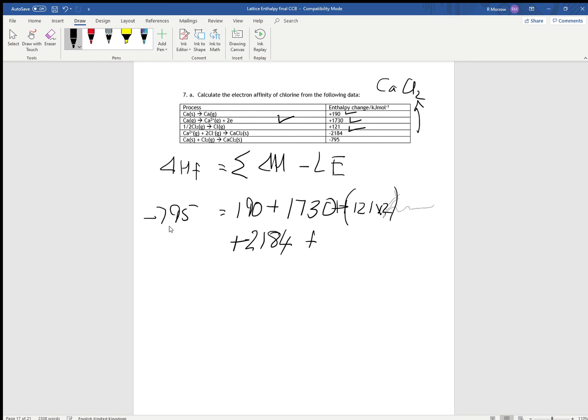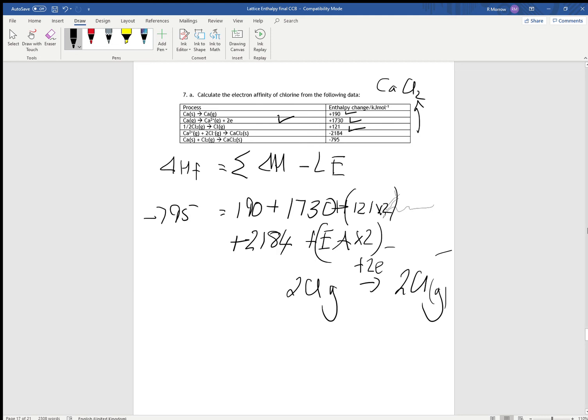All right, and then it's all of that plus the electron affinity of chlorine. Now, this is where we need to be careful. We have 2 Cl gas at this stage for the electron affinity, plus the 2 electrons lost from the calcium to go to 2 Cl minus. So in actual fact, the number that we get here would be the electron affinity twice. So what we'll have to do to get our final answer is divide that by 2, and that was a little trip in this.